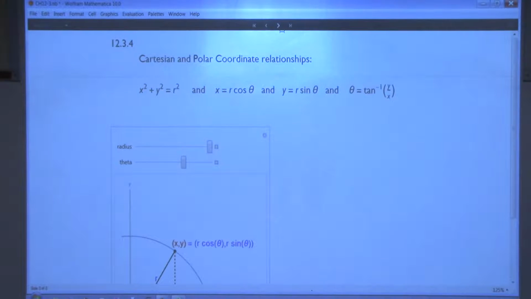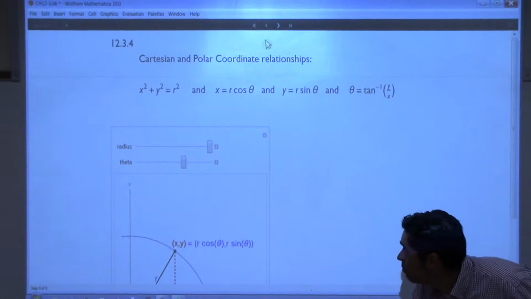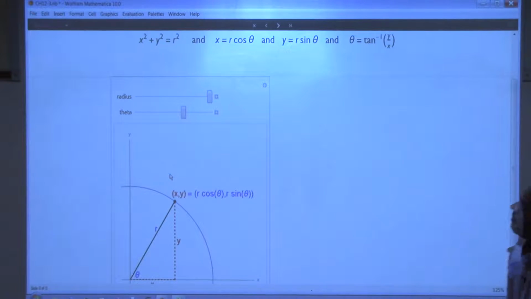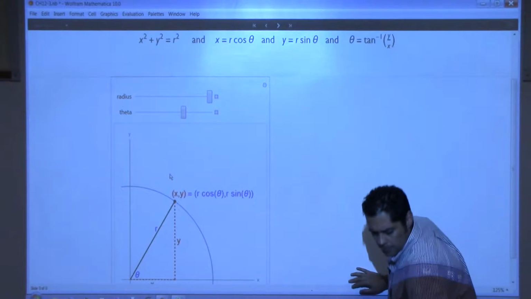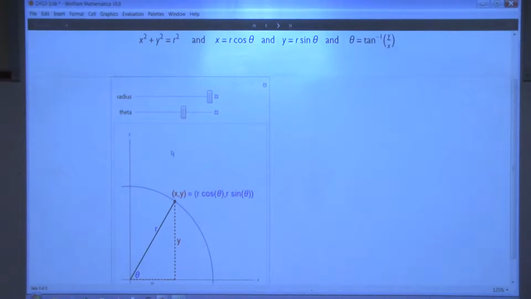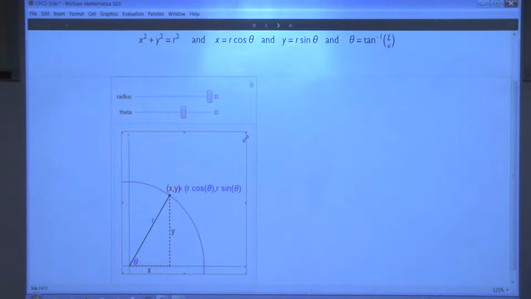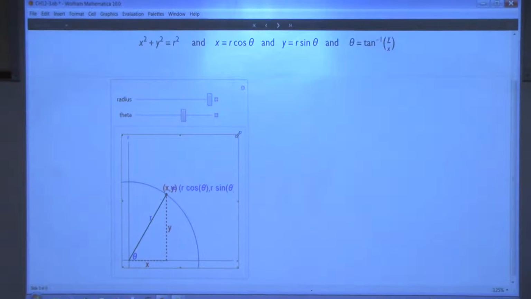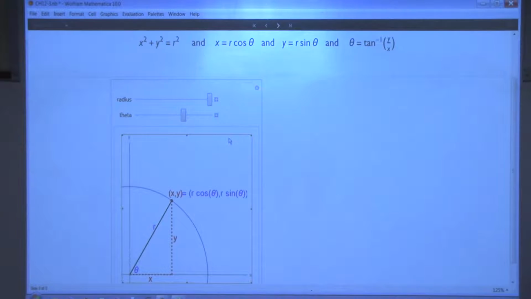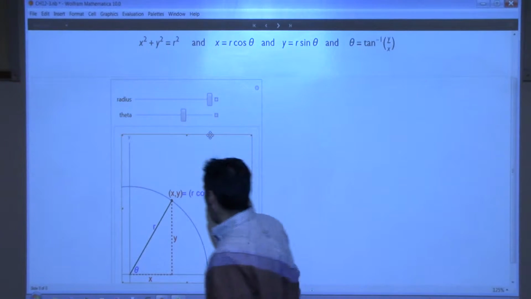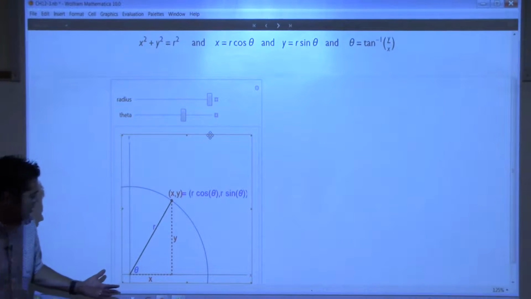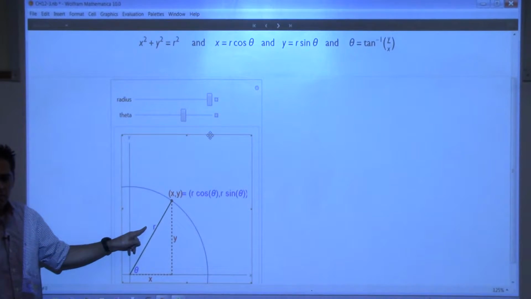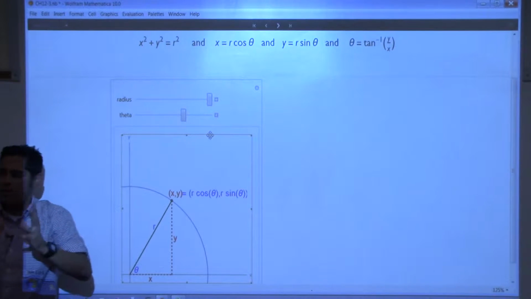All right. As we continue here, let's set up some relationships that we have. Let me make this a little smaller so this all fits. There we go. So the relationships we have from the right triangle Pythagorean equation, right? X squared plus y squared is r squared. So that's a relationship between x, y, and r.